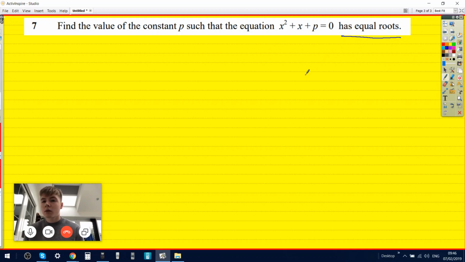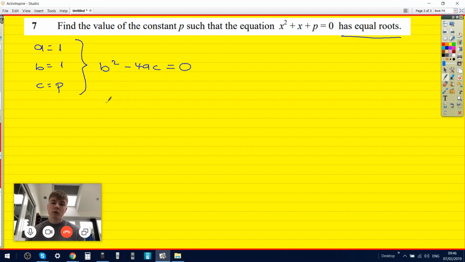Okay, so how would we go about this one? Are a and b just 1 still? Yeah. And then I'm not sure what c is. Could you just put P? Yeah. b squared. Yes, so if it has equal roots, basically the discriminant is equal to 0. So if it has equal roots, then b squared minus 4ac is equal to 0. Right, yeah. And then you find b squared minus 4ac.